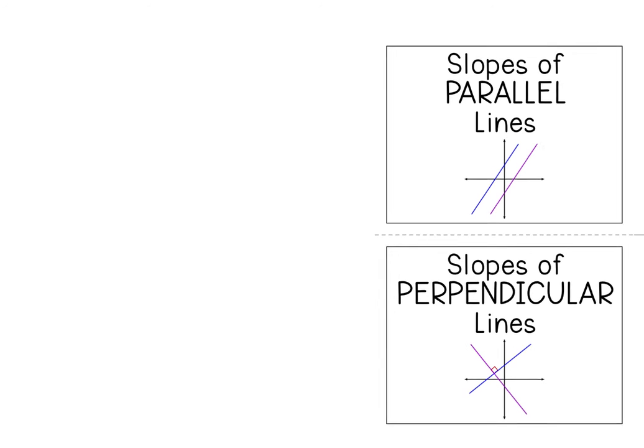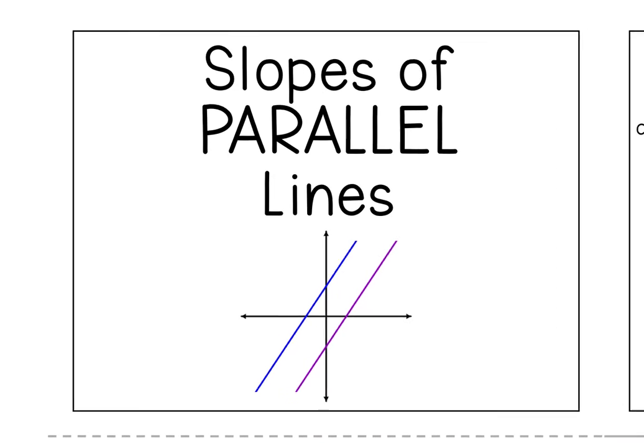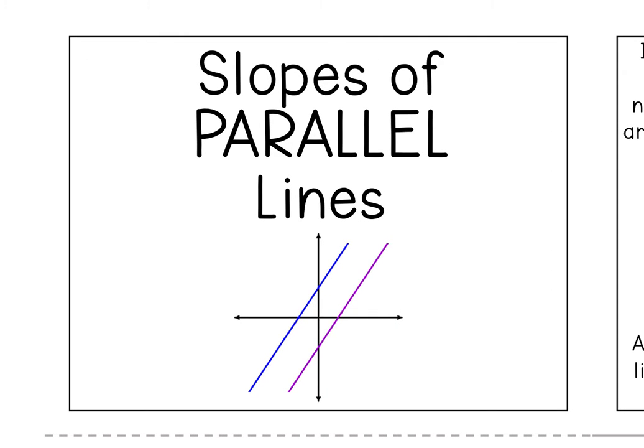So remember that for parallel lines, this is an example of what they would look like. Those lines never touch, ever, and they're on the same plane, so in this case, the XY coordinate plane. So what is special about their slopes?